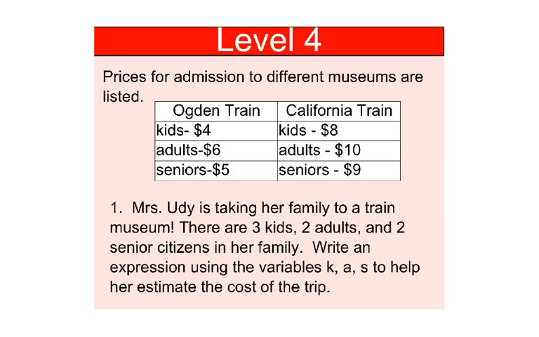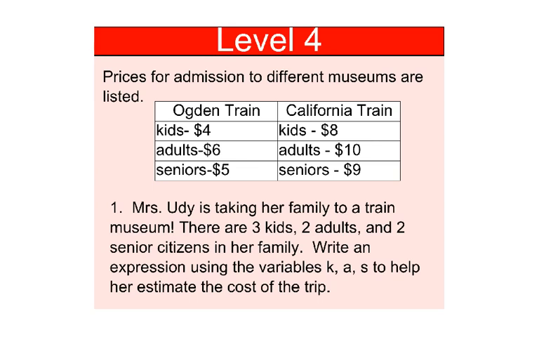The last problem is getting you started on a level 4. This is talking about prices for admission to different museums. The Ogden Train Museum, some of you have probably been to that. It has a really, really cool little model trains that go through the walls and stuff. My kids love that one. And then there's the California Train Museum, it's a really big one.